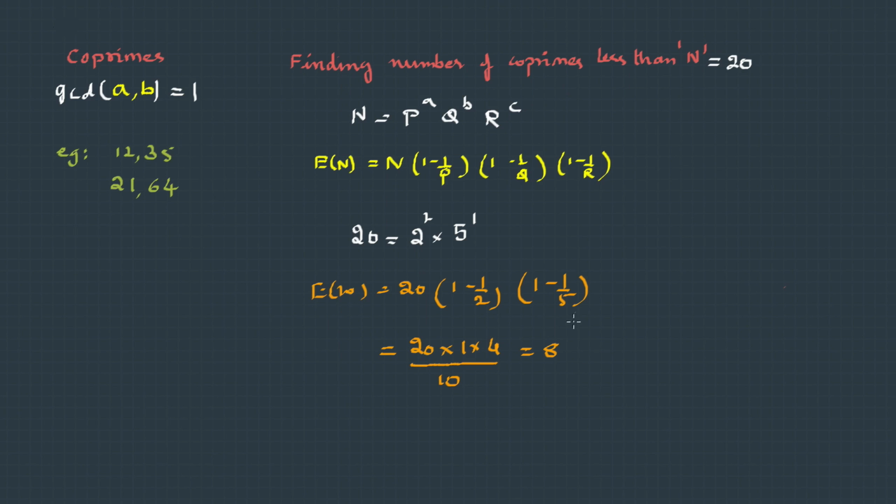This becomes 8. And to check whether this is right or wrong, we can also go for manual verification. When we list out all the coprimes less than 20, they are 1, 3, 7, 9, 11, 13, 17, 19, exactly 8.